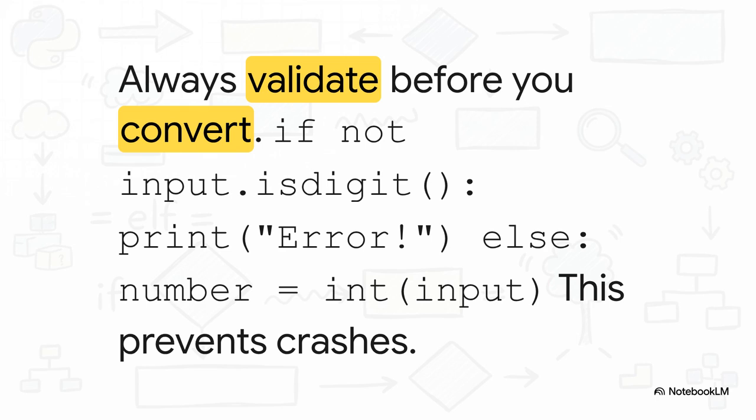This pattern right here is absolutely crucial. You have to validate before you convert. The int function will just throw up its hands and crash your program if you feed it a non-numeric string like "three." So we use .isdigit as a gatekeeper. We ask it first, hey, is this input safe to convert? And only if the answer is yes do we proceed. This simple little if-else block is the key to preventing countless program crashes.